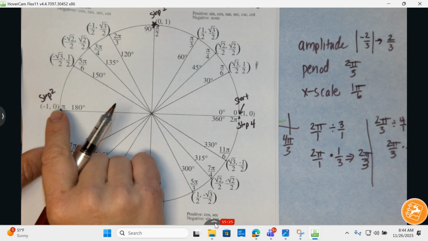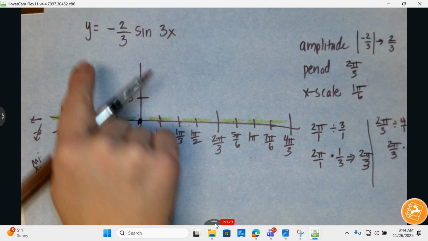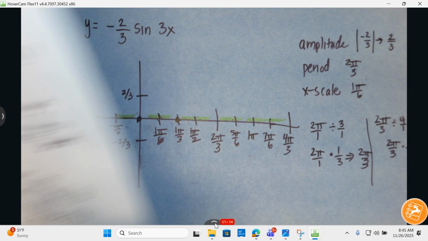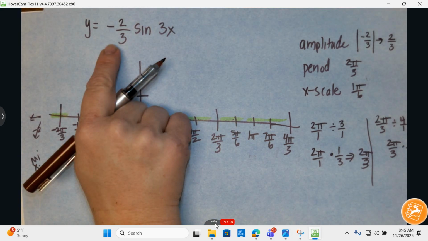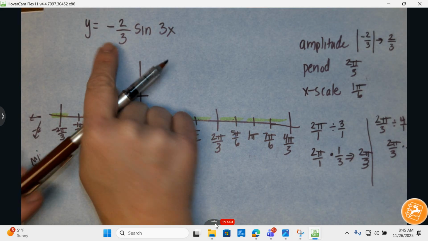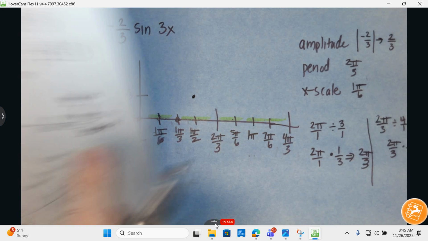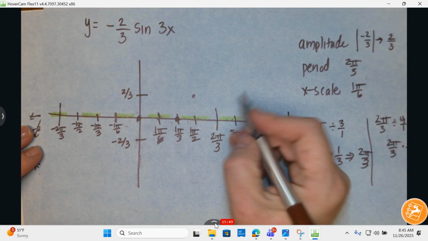Then go to step 2. The output for sine is 0. 0 times negative 2/3, well, 0 times anything is 0. Go to step 3. Negative 1 is the output for the sine. Negative 1 times negative 2/3, well, 2 negatives make a positive, which is positive 2/3. And finally, in step 4, we have an output of 0. 0 times any value is 0.